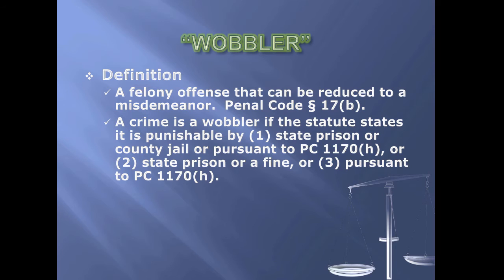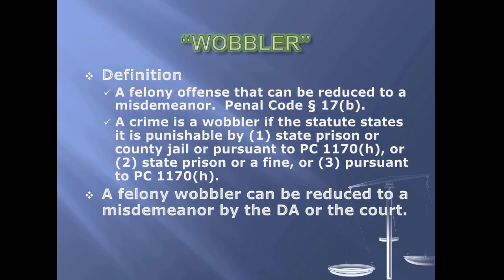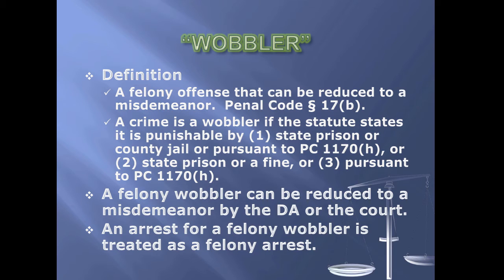You treat and you charge and you arrest and book always as if it's a felony. This wobbler business is for the DA and the court to use when they're prosecuting or sentencing the individual. So police officers always treat wobblers as the higher of the levels. So a wobbler would be treated as a felony. Just keep that in mind. There it is. An arrest for a felony wobbler is treated as a felony arrest. We don't have the option in the field to treat it as a misdemeanor.